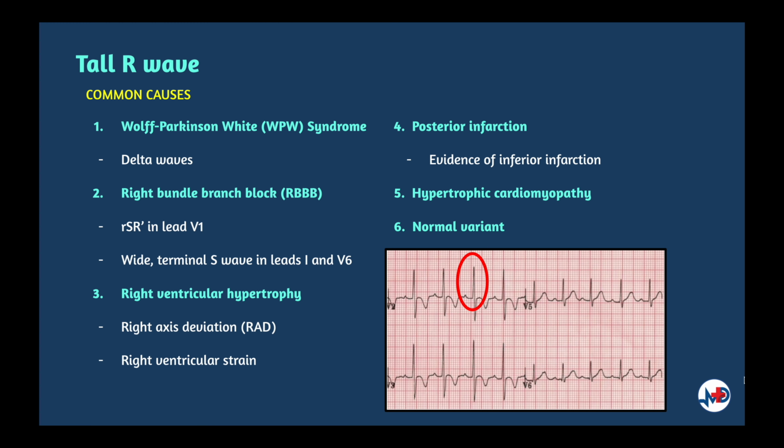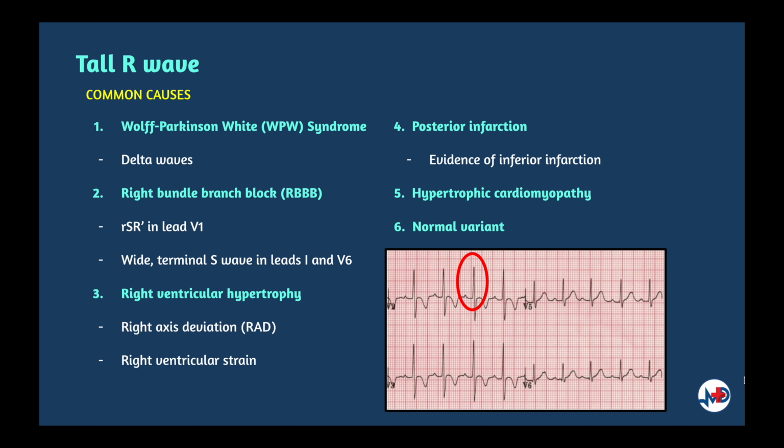Now let's take a look at tall R waves. So what are the common causes of tall R waves? These include Wolff-Parkinson-White syndrome, which is shown by the presence of delta waves, and right bundle branch block, where you would see an RSR pattern in lead V1, and there would be a wide terminal S wave in leads 1 and V6.